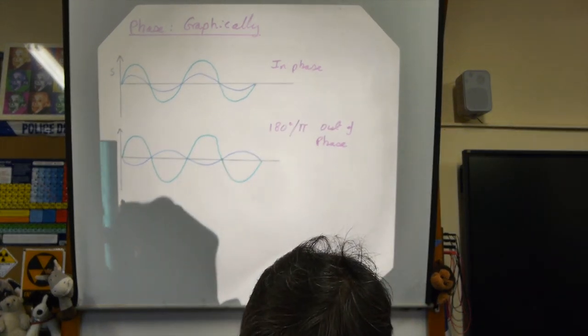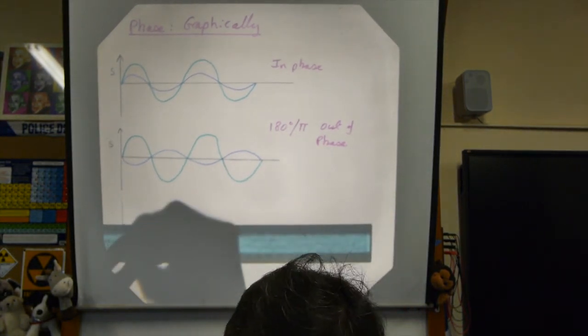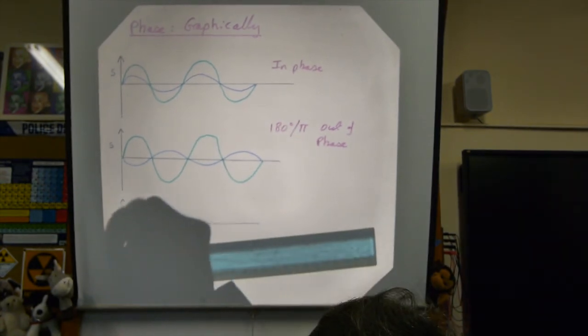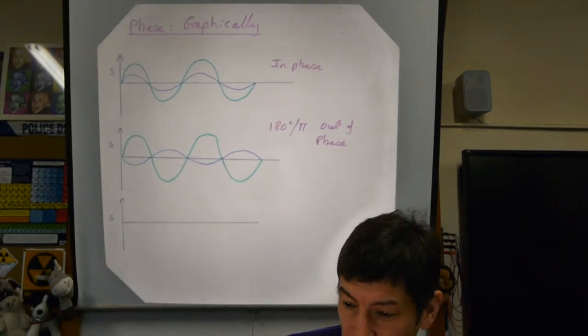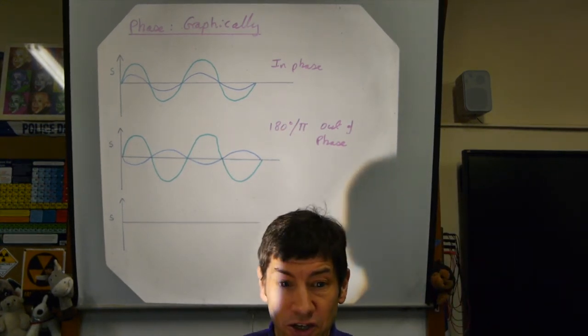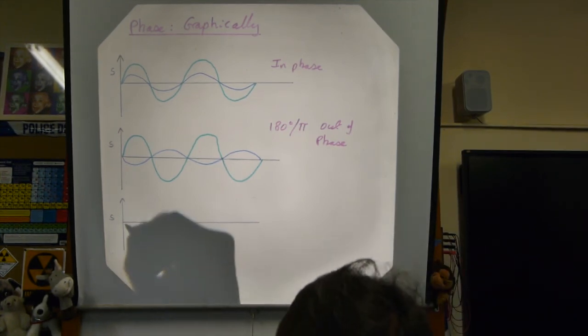So finally, can I do this one without making a complete mess of it? What I'm going to do with this one is I'm going to do out of phase, but I'm going to try and get 90 degrees out of phase. So green first.